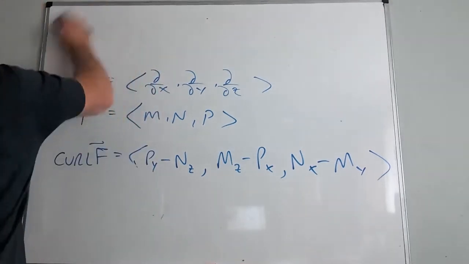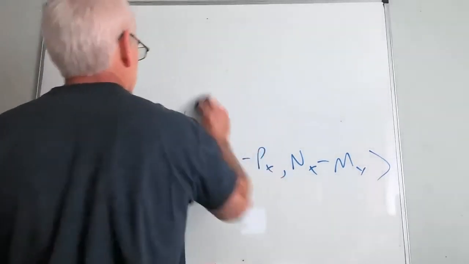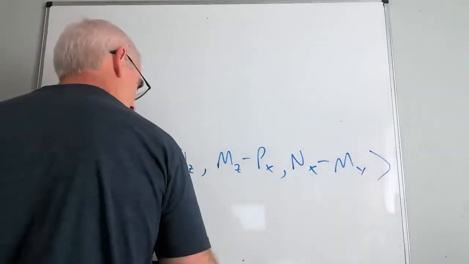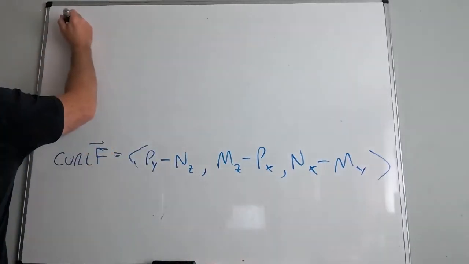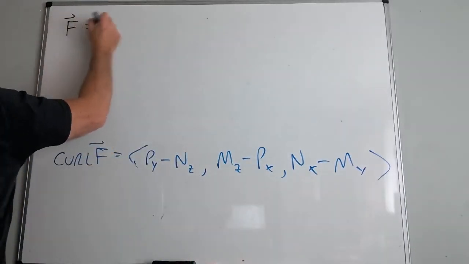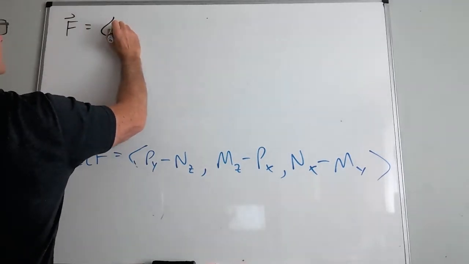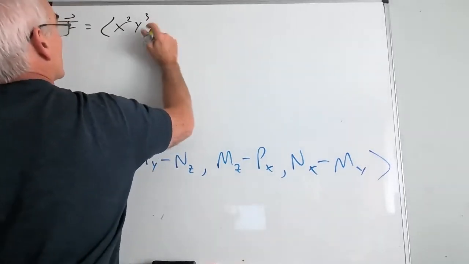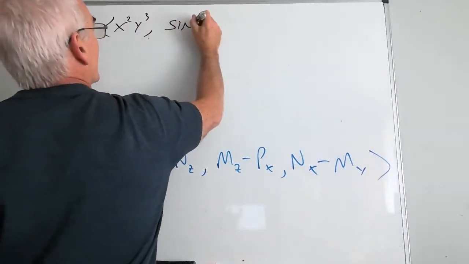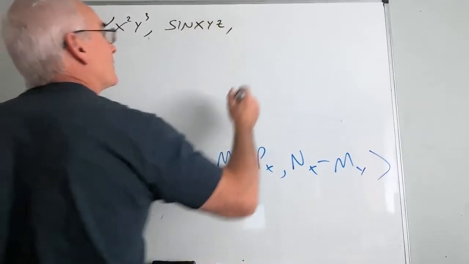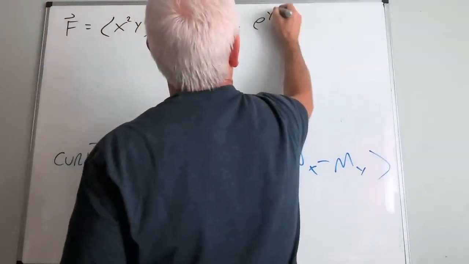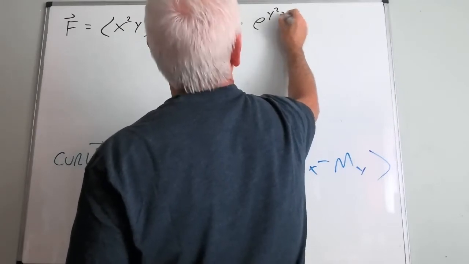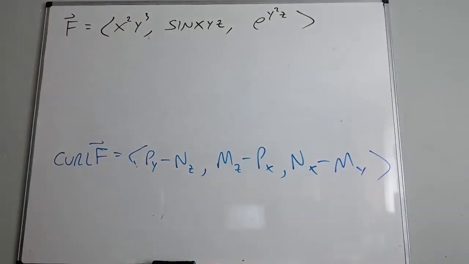So let's do a simple example. Let's say that our vector F is x squared y cubed, sine of xyz, and maybe e to the y squared z. I don't want it to be too complicated. That might look complicated, but remember, with partial derivatives I don't have any product rules to worry about.